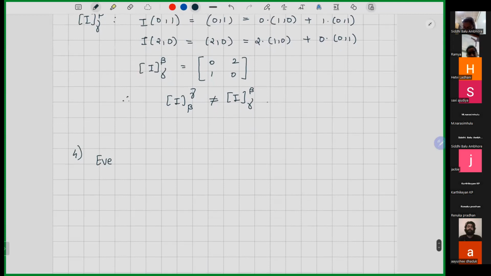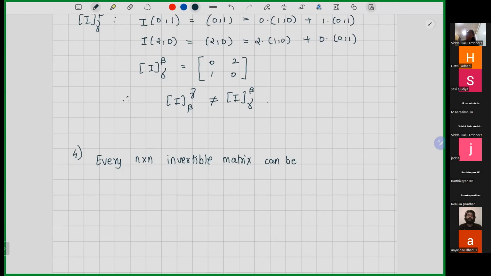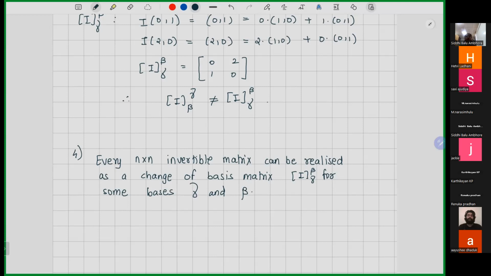Okay, so this is the fourth statement, that every n cross n invertible matrix can be realized as a change of basis matrix, I comma beta. They are writing I comma beta, I comma beta for some basis gamma and beta. Okay, now they are saying for some. So they are saying that every invertible matrix is a basis change matrix with respect to some gamma and beta.